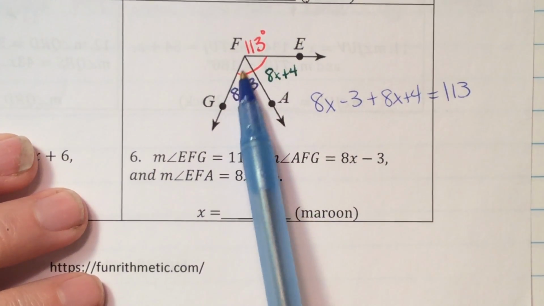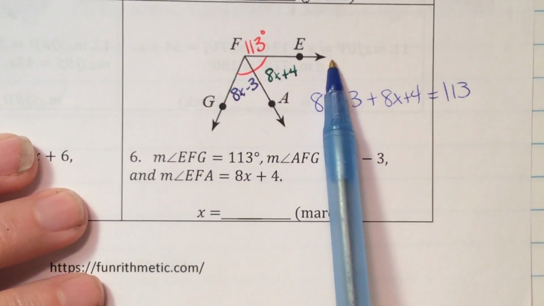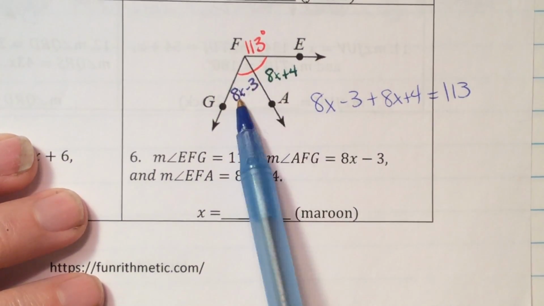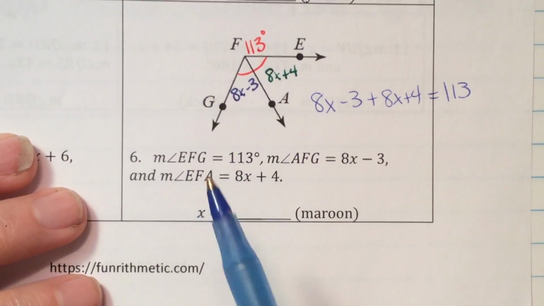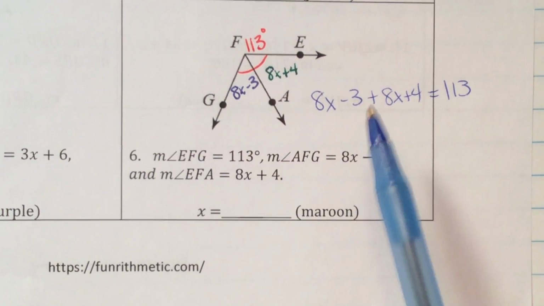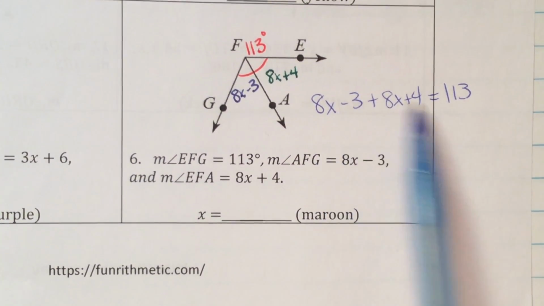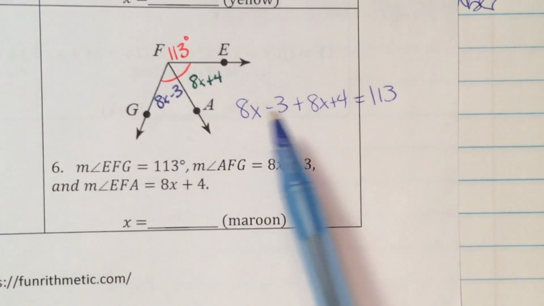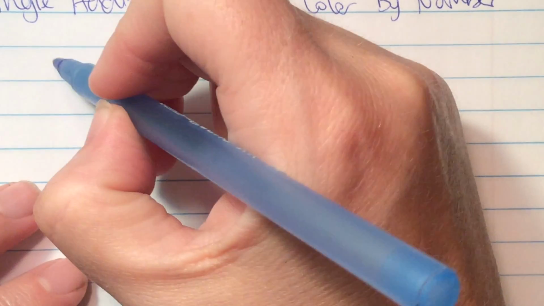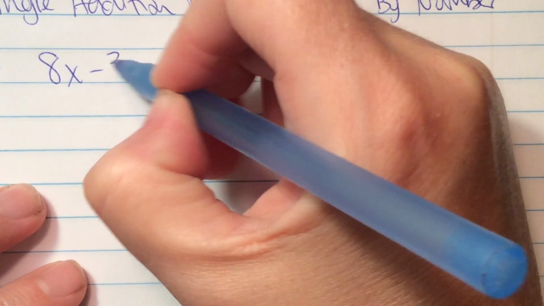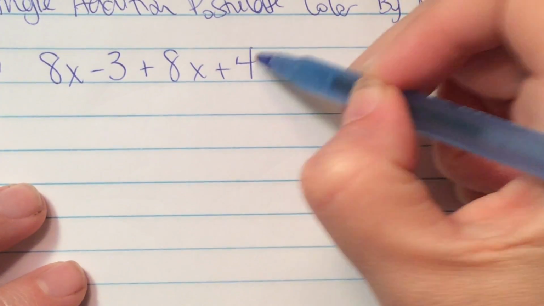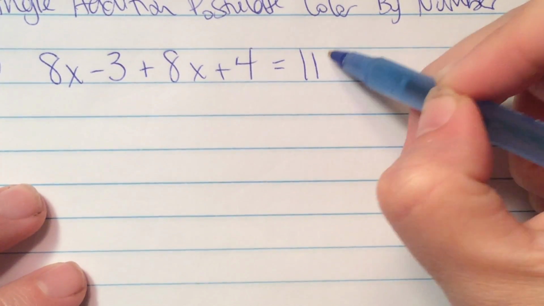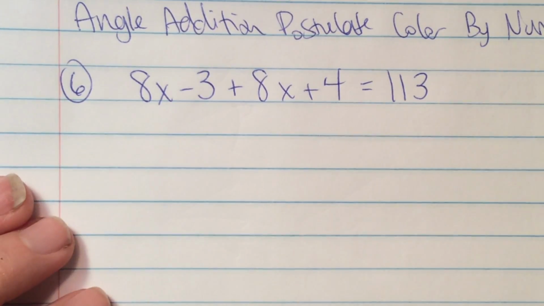Again, because if I took the big angle and I cut it into two smaller pieces, those two smaller pieces would still add back up to be the big angle. So this is the equation that we're actually going to solve. So I'm going to rewrite it on my paper, and then we're going to solve it. So 8x minus 3 plus 8x plus 4 equals 113.